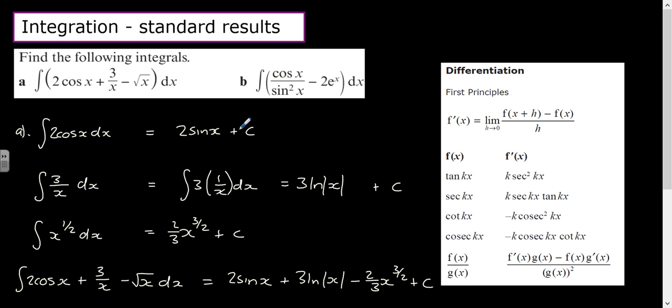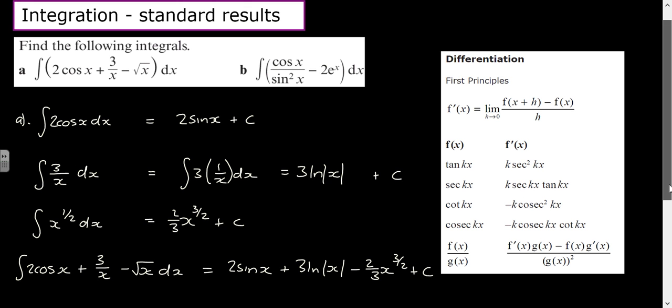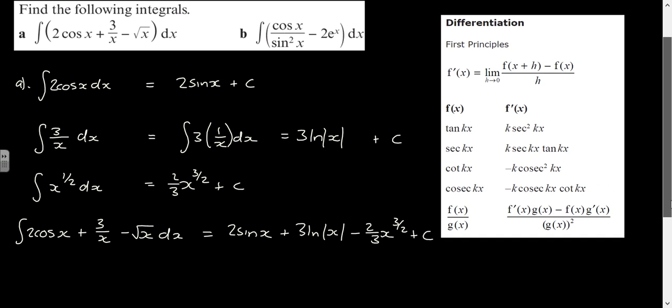Now, if you're wondering why I put plus c here, plus c here, and plus c here, well, that's just because I wanted to keep my notation correct. But ultimately, there's only 1 plus c at the end of the function. Okay, so hopefully that wasn't too tricky.